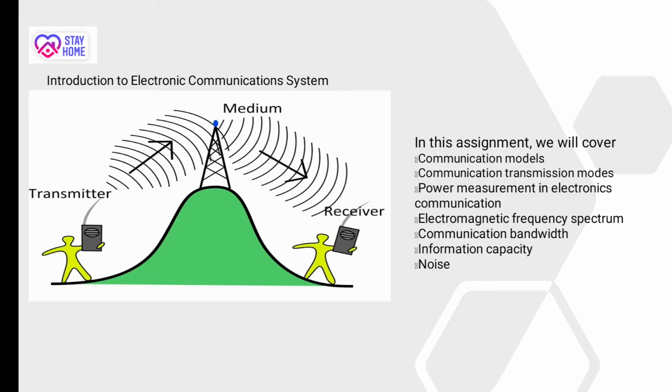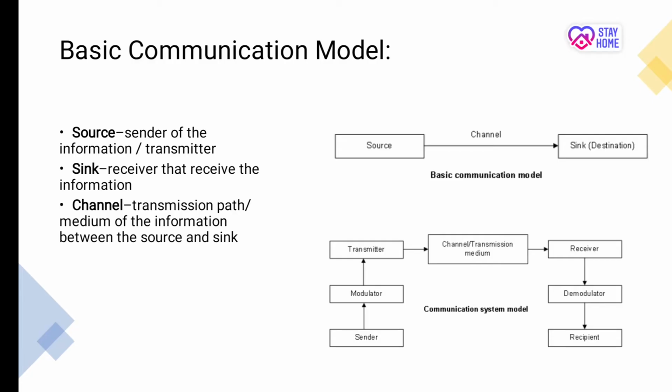The basic communication model contains three main components. The first one is the source, the second is the channel, and the third is the sink. The source is the sender, which is our first place. We are going to send the information from it to our destination. In the middle we have the channel. The channel is the transmission path that is going to modulate our signal and do some operations and then send it to our sink, our destination. And the third one is our second place that is going to receive our signal.